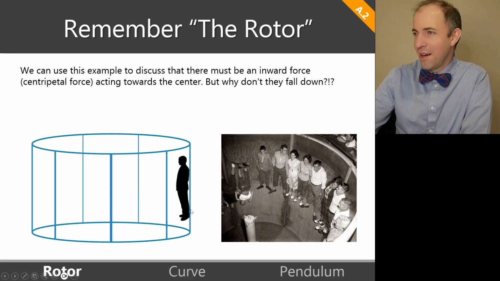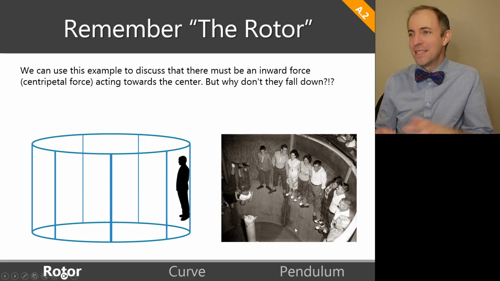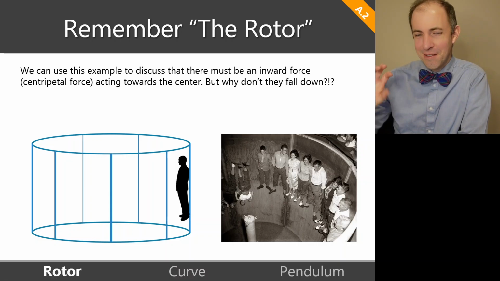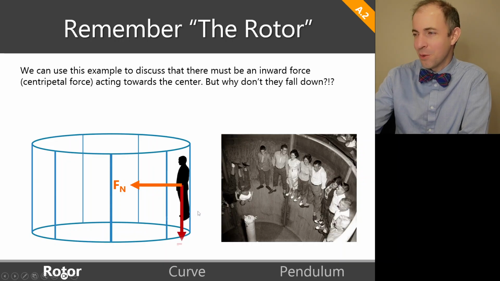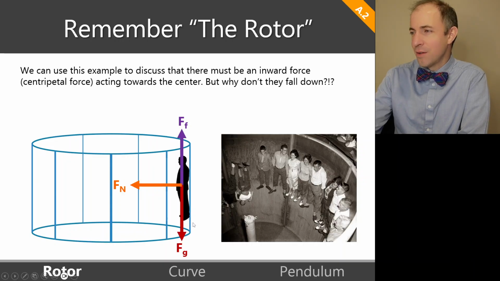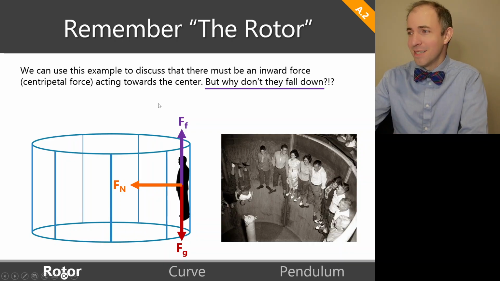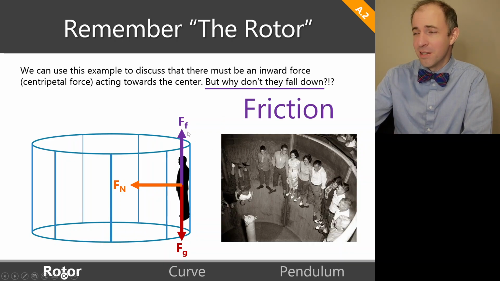So let's draw this here. This is going to be a really useful starting point for us. This is just a cross section. We're looking at it from the side. The normal force is pointing towards the center. Force of gravity is down. The force of friction is up. So why don't they fall down? Well, it's all to do with this friction.